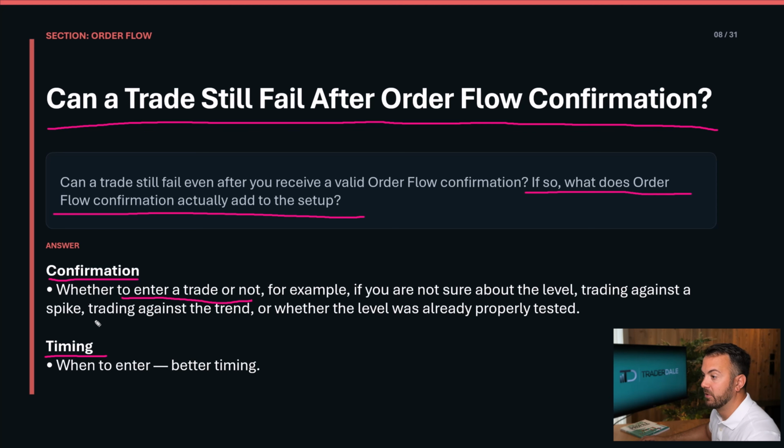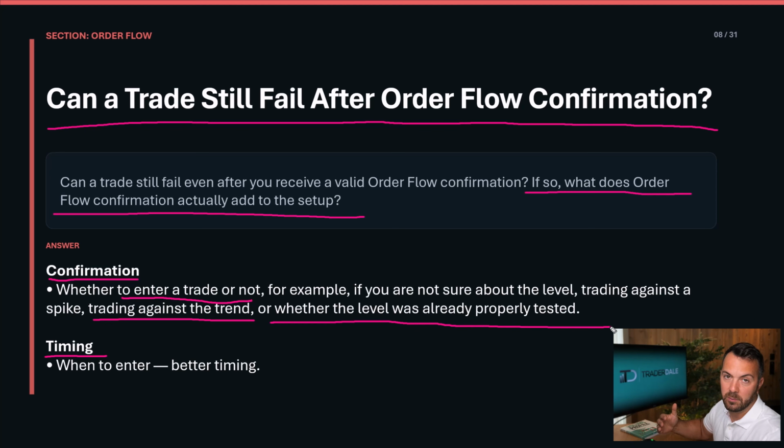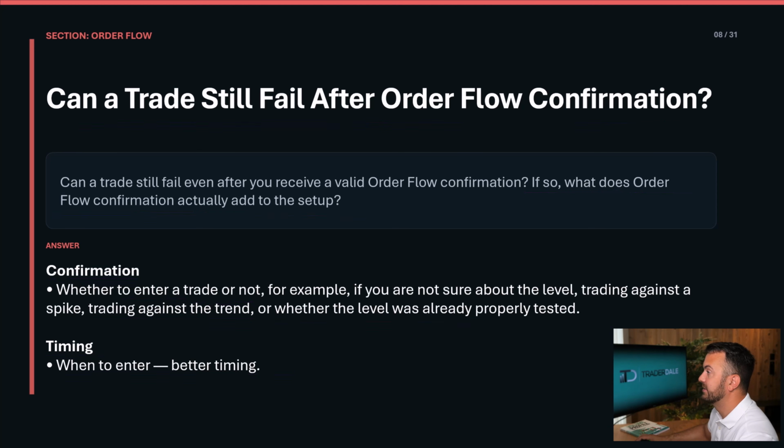You can also use confirmation when you are trading against the trend, when you are not sure if a level gets respected. That's when confirmation comes in handy. Or also, if you are not sure whether a level was already tested properly or not, then you can use the order flow to confirm when the price hits the level, to confirm if you want to enter the trade or skip it. Also, order flow is good for timing your entry. So it not only tells you whether to enter a trade, yes or no, but also when exactly. All right, that's also helpful. And yeah, for those two reasons, I like using order flow in addition to my volume profile setups.